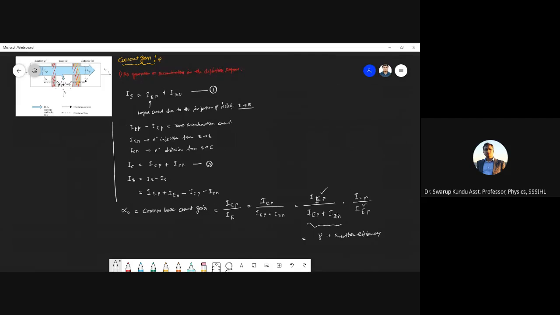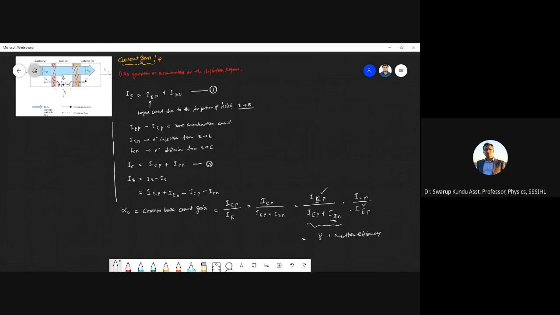You can see why it is called emitter efficiency: the current because of the hole by total emitter current. We actually want it to be 1. I mean, we want all the current to be contributed from this hole, not from this leakage current, or the current coming from the electron contribution, the injection of electron from base. We want to reduce this IEN. In the ideal case, we want this IEN as small as possible to get emitter efficiency unity.